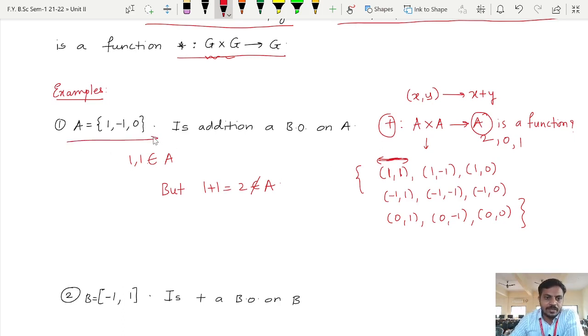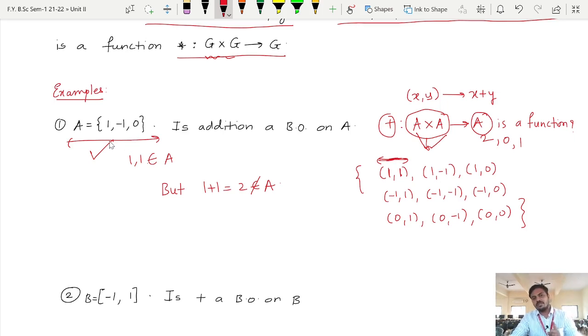In the case of binary operation, if you want to check whether addition is a binary operation on a set A, then you take any two elements of the set A. Why any two elements? Because the domain is our Cartesian product, that is A cross A. So take any two elements of the set A, add them and check whether whatever answer we get lies in the set A or not. If this is happening, then we will say that operation is a binary operation.